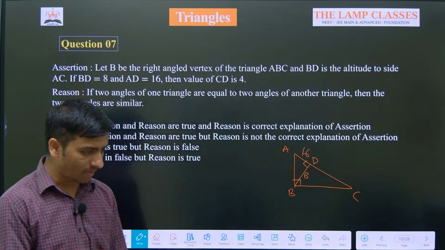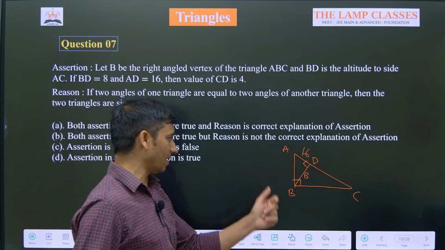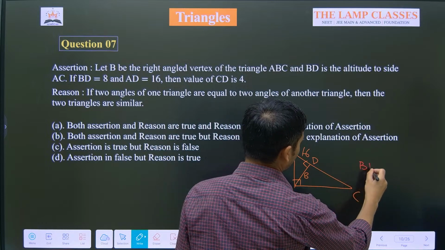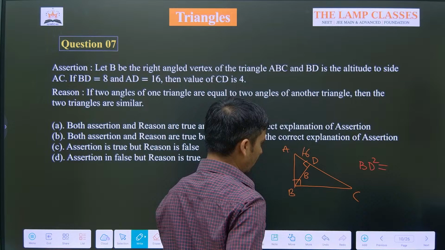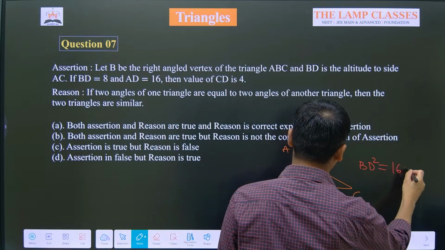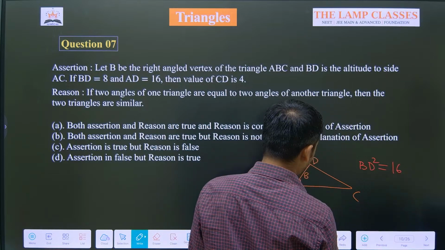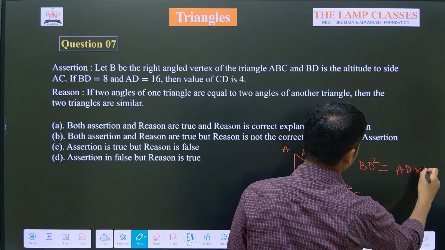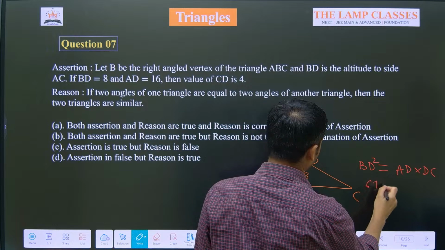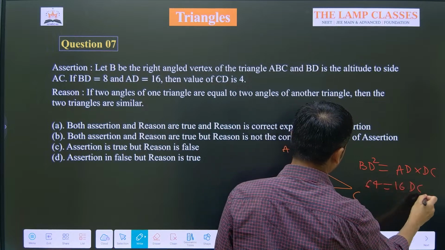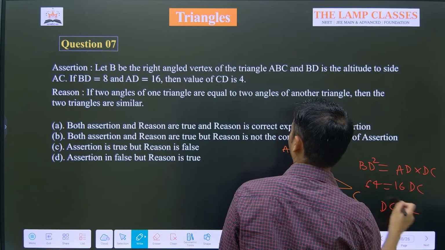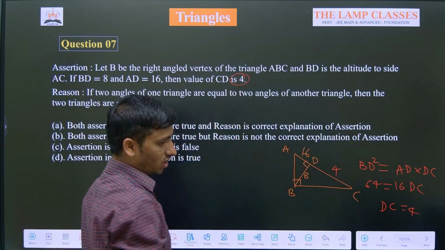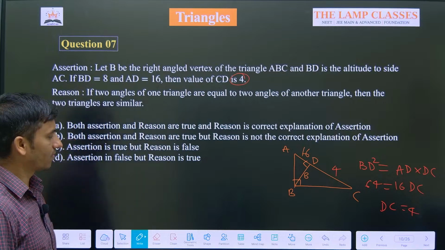So if you remember the previous result, guys, you can directly apply that. Since we know, without proving it, BD square will be AD times DC. 64 is equal to 16 times DC. So actually DC has to be 4, right? Is it true? So actually that statement is true.